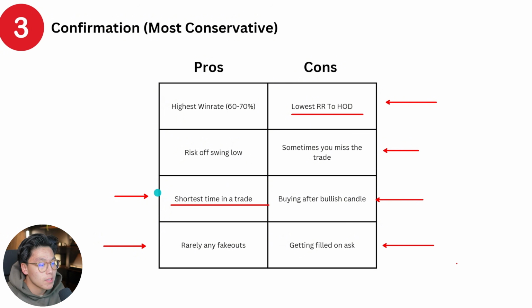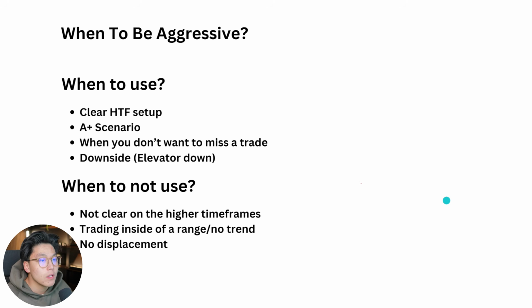And this also brings me to my next point, which is getting filled on the ask. You usually don't get the greatest fills, and if you do buy market orders on the way up, you might get a little bit of slippage, and it might not be the greatest risk reward ratio, as I mentioned. So with this being said, let's now talk about when to be more aggressive, when to use the limit order, and when to use the confirmation.